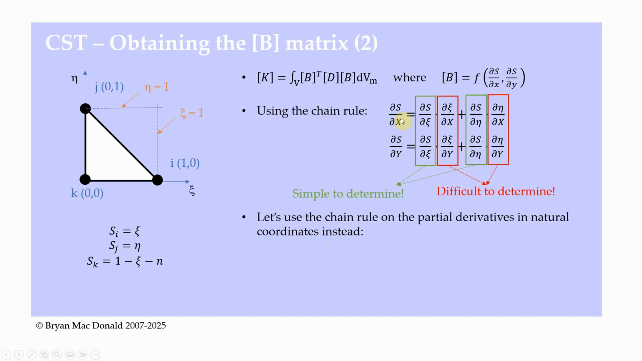So here we're starting on this side with ds dx and ds dy. What about if we started on this side with ds d-xi, ds d-eta? Okay, so we're using partial derivatives in the natural coordinates as opposed to partial derivatives in the global coordinates. So now we have ds dx, and we have dx d-xi, ds dy, and dy d-xi. Okay, so let's go on to the next slide and take a look at this.